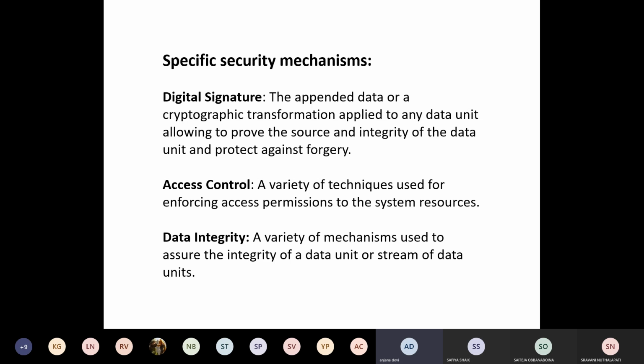Next one is access control. See, it is a variety of techniques used for enforcing the access permissions.